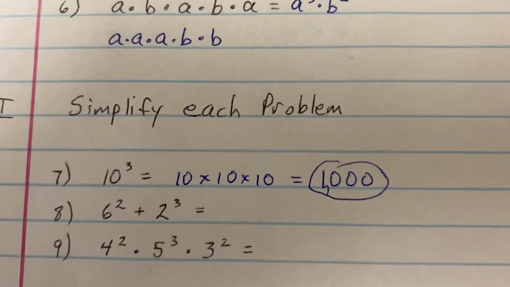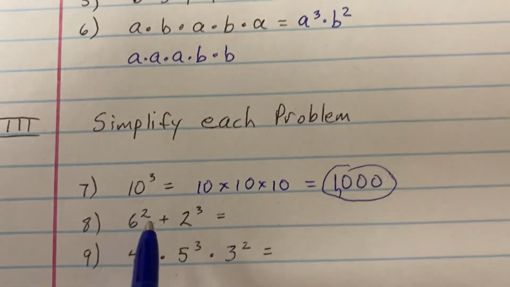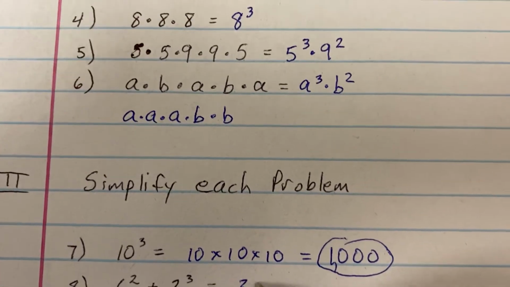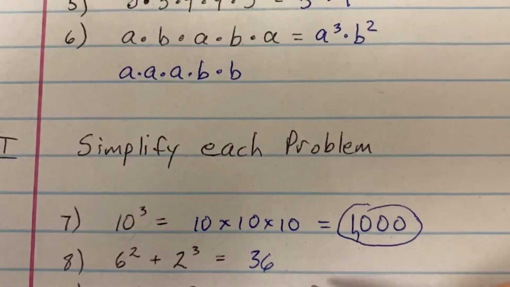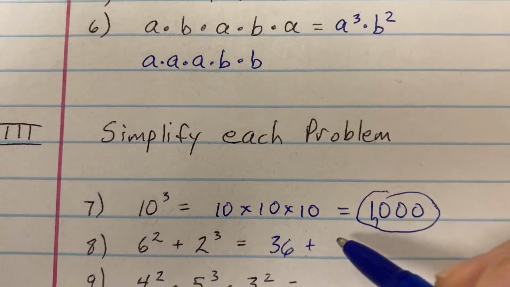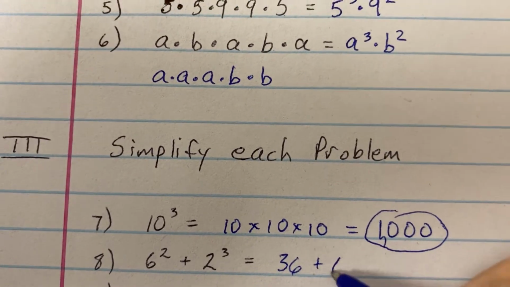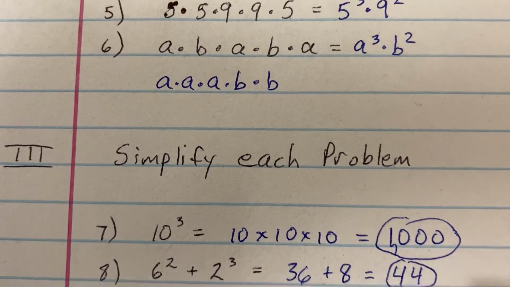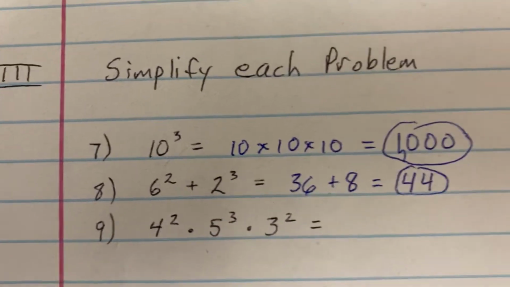Okay, you work it out to a number. Okay, now if there's 2 parts, you can go 6 squared, that's 6 times 6. Well, that's 36. Plus, see the addition sign in the middle? 2 to the 3rd power, 2 times 2 times 2 is 8. And we add them together. Again, you can use a calculator here. For right now, that's fine, okay?